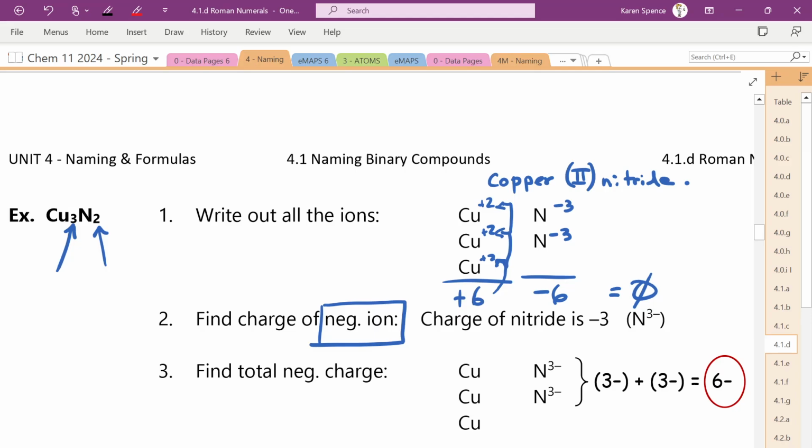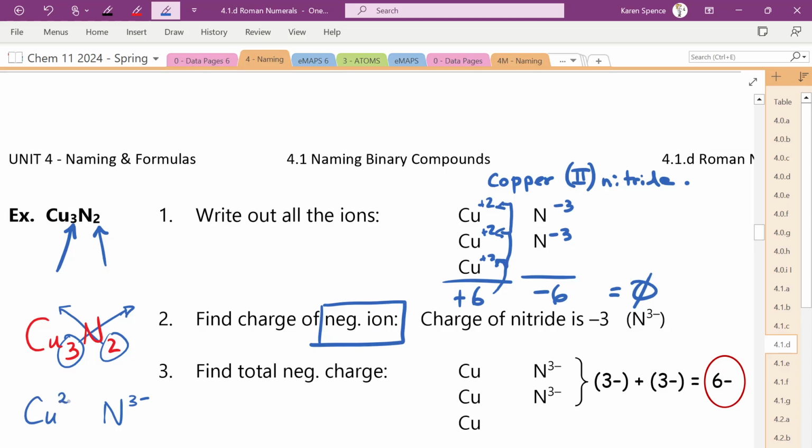Shortcut. Cu3 and N2. Take the 3, move it up here to the end. That gives us N3-. Take the 2, move it up to the top of the copper, and that gives us Cu2+.